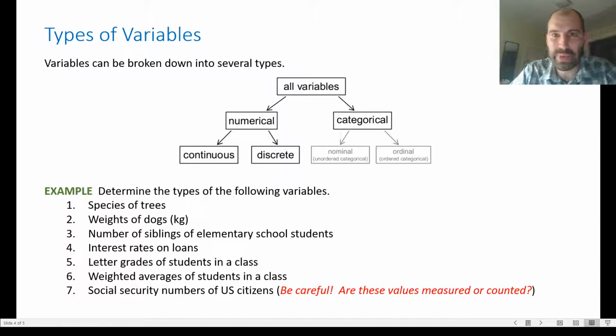Social Security numbers aren't measured or counted. They're just assigned to people. So they're just labels, which means these would actually be a categorical variable. So a little bit of a trick question there.